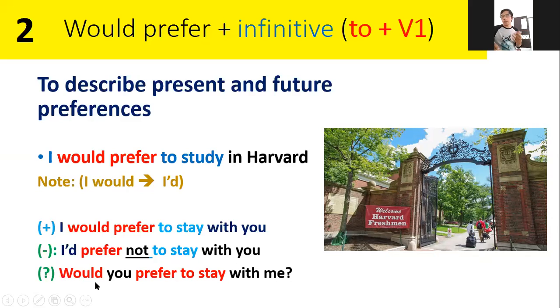And for the interrogative sentence: would you prefer to stay with me? We just put "would" at the beginning of the sentence. So this is type 2, which describes present and future preferences without expressing other choices, like only studying in Harvard. It's your tendency.